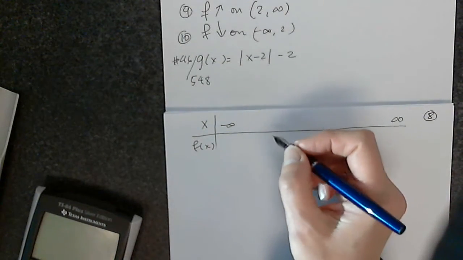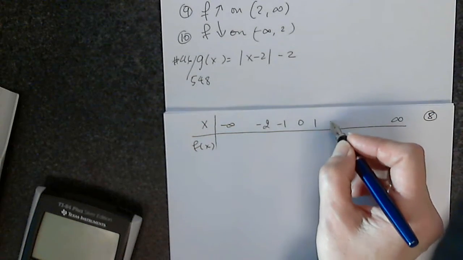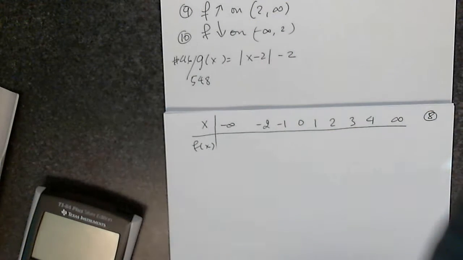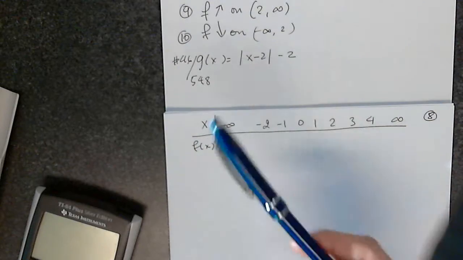Let's say between -2, -1, 0, 1, 2, 3, 4. Please plug in -2 and tell me what you get. Would it be 2? Yes, because -2 minus 2 is -4. The absolute value is 4. 4 minus 2 is 2.